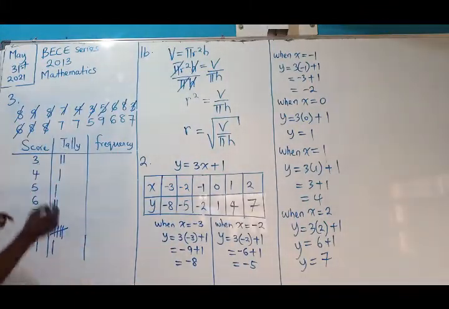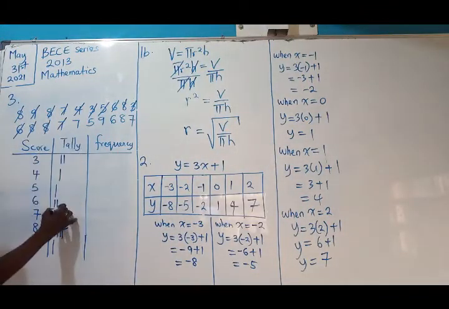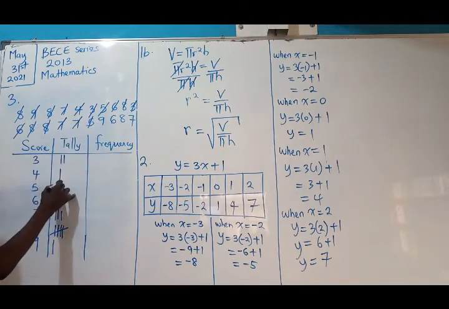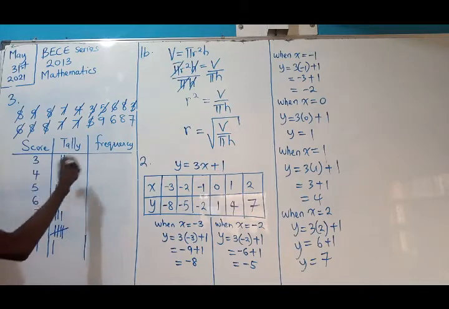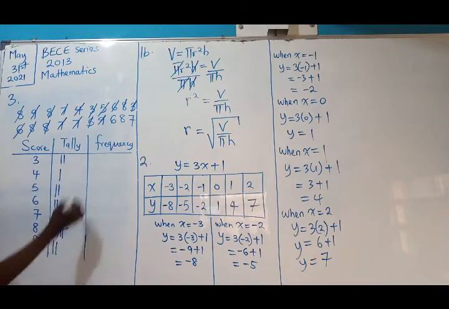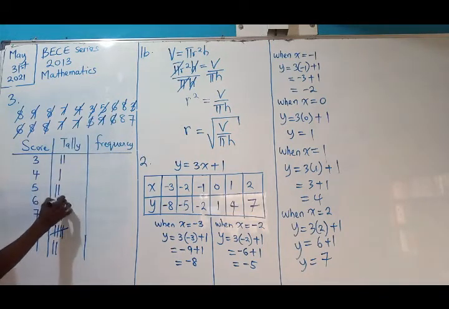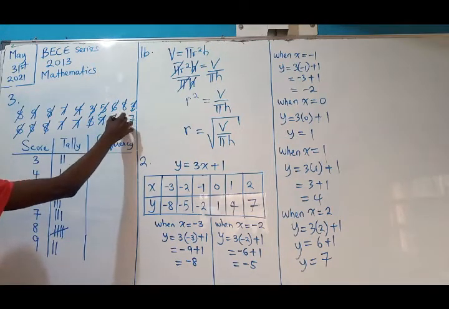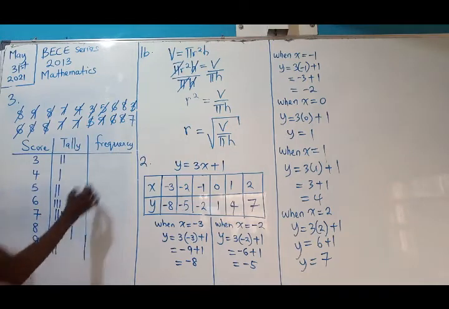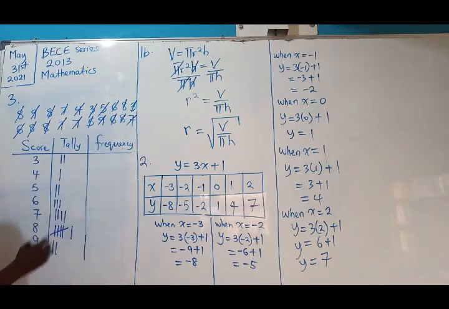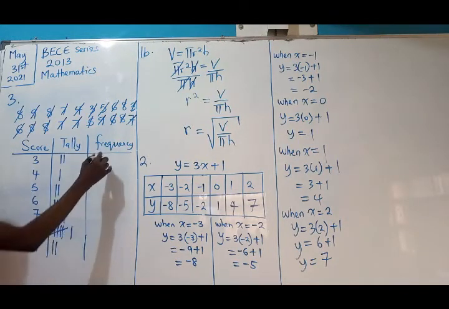Right? So the next one, I drop a stick for 7, I drop another for 7, I drop another for 5, 1 for 9, 1 for 6, 1 for 6, 1 for 8, and then 1 for 7. The next thing you do is to verify. So if I were you, I'd fill up the frequency part.